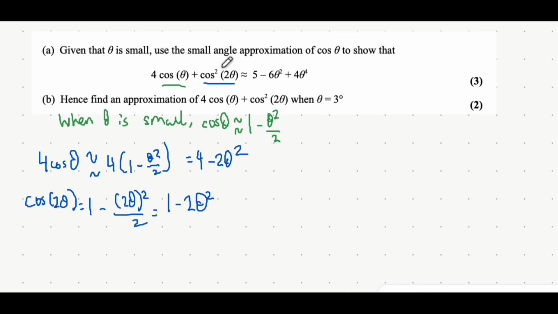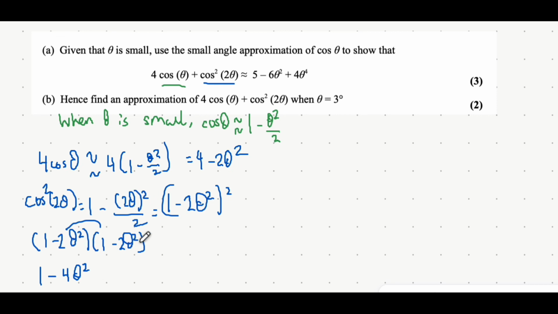But there's another catch. We're squaring this, so that means we have to square this whole term. Whenever you square a bracket, that just means you're multiplying that bracket by itself. So I'm just going to rewrite it out as 2 separate brackets multiplied by themselves. 1 times 1 is 1. 1 times minus 2 theta squared is minus 2 theta squared. Same here, minus 2 theta squared times 1 is minus 2 theta squared. Those will collect like terms to give you minus 4 theta squared. Minus 2 times minus 2 is 4. Theta squared times theta squared is theta to the power of 4. So that's plus 4 theta to the power of 4.